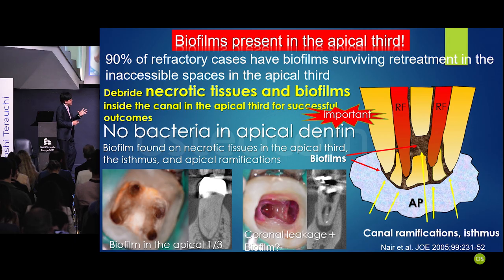So, is there any problem in the apical 1/3? Yes. We still have bacteria in the apical 1/3, but not in the apical dentin. No bacteria in the apical dentin, but you do have bacteria in the root canal spaces, small spaces, including an isthmus or apical ramifications. So if you don't remove bacteria from these small anatomical spaces, there's no healing. So you need to locate these small spaces with a CBCT. That is why I take CBCT every single case.